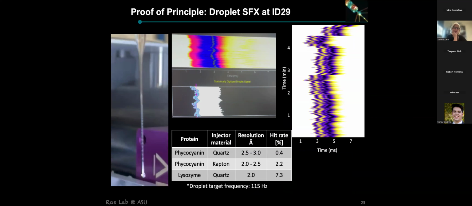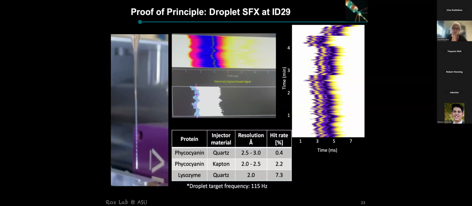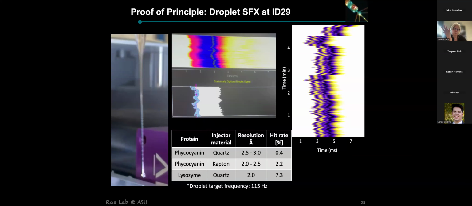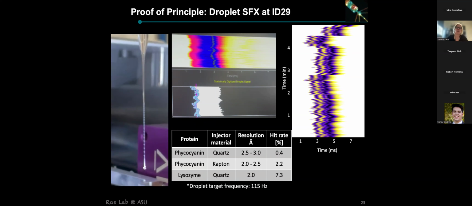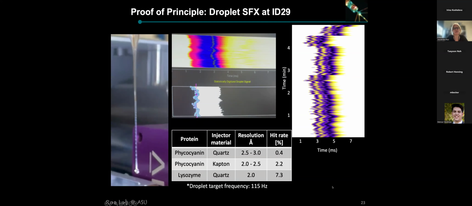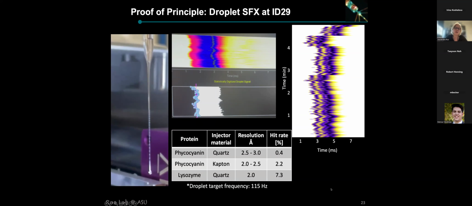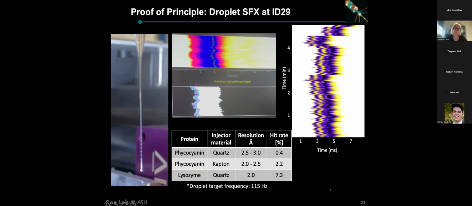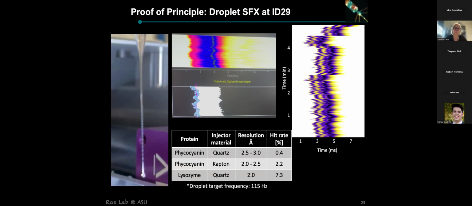And so we did synchronization approaches at 115 hertz because we had injectors that would work in that frequency, but we also attempted it later at the 230 hertz. What the other images here show is that it's actually possible again to find synchronization and lock-in. And we obtained a structure from phycocyanin in quartz and Kapton capillaries, as well as lysozyme in quartz capillaries.